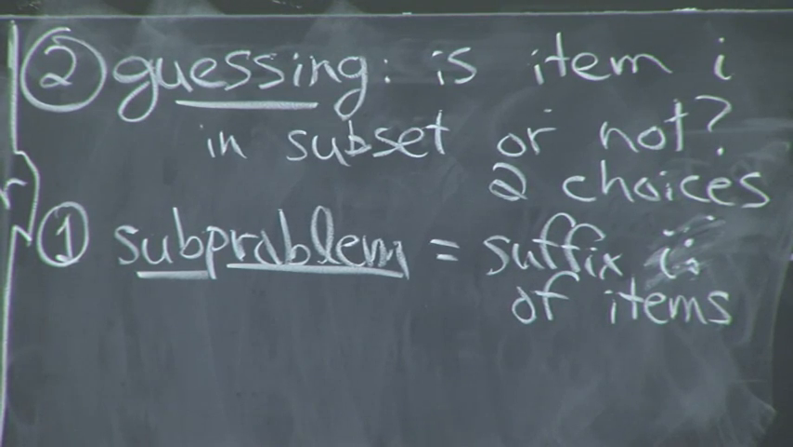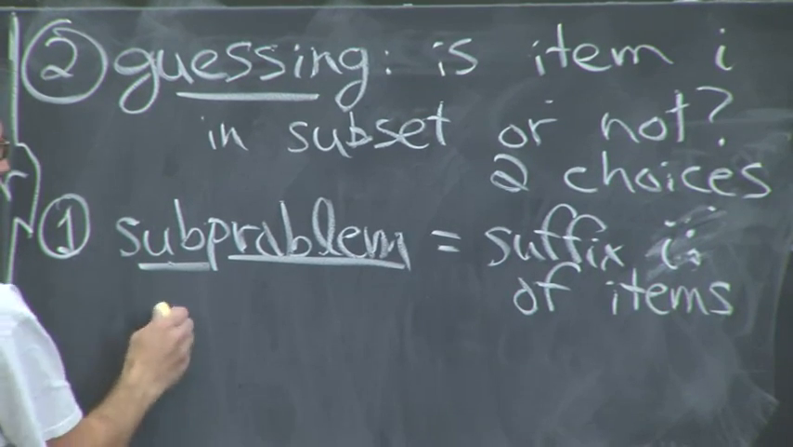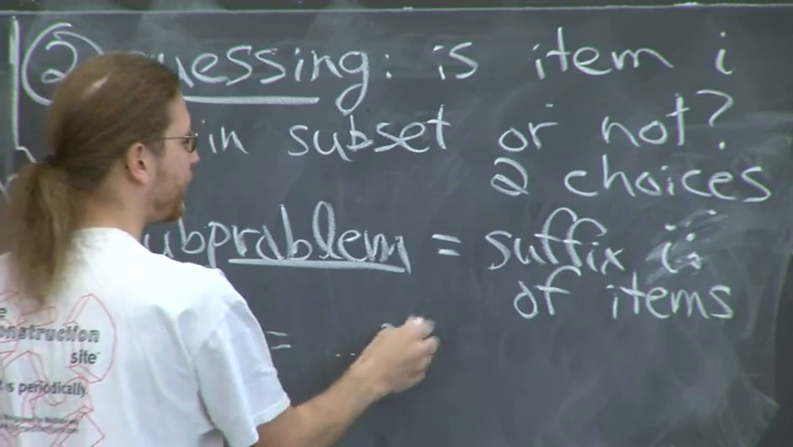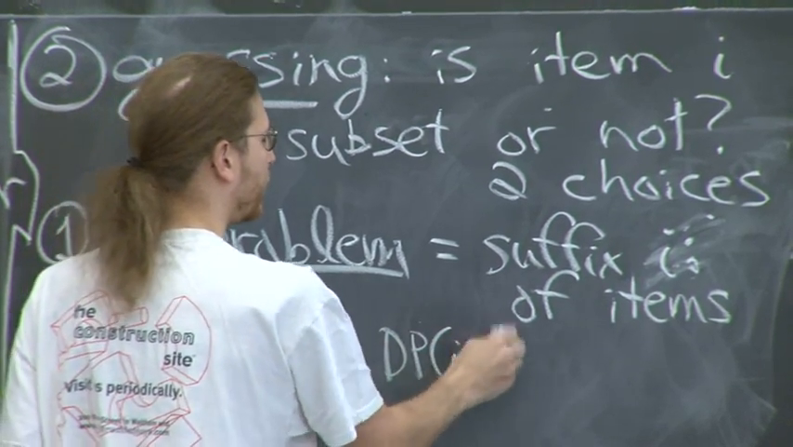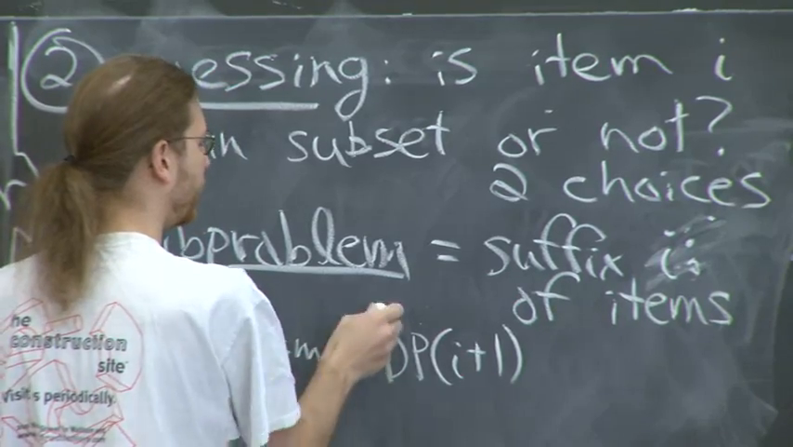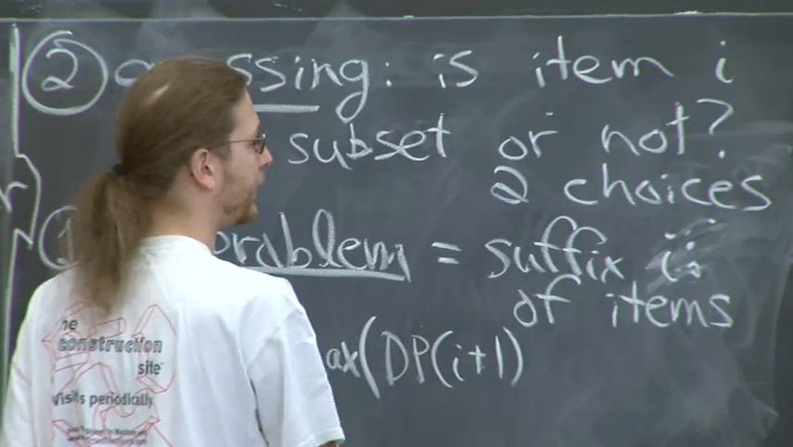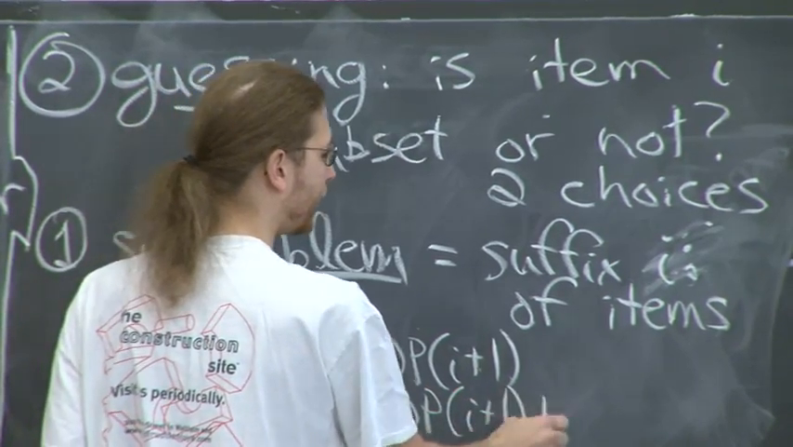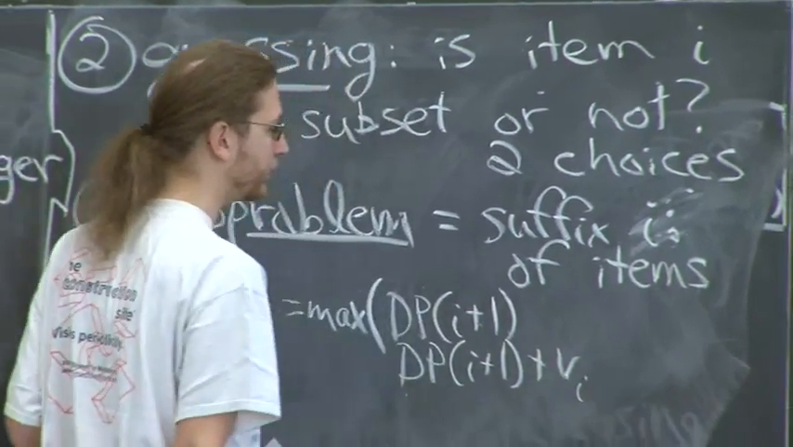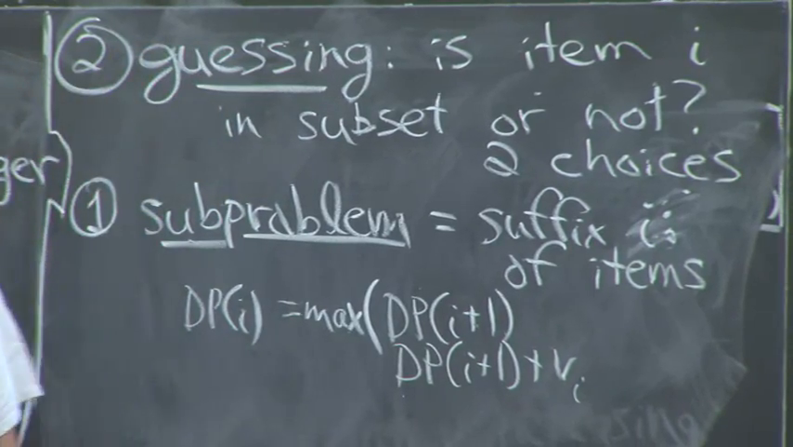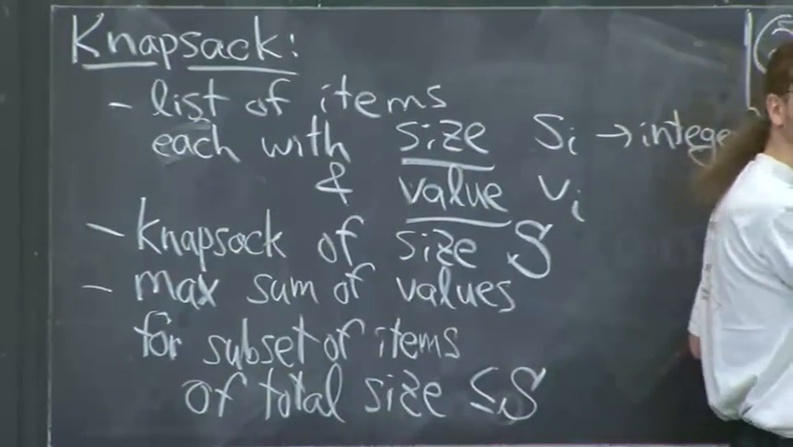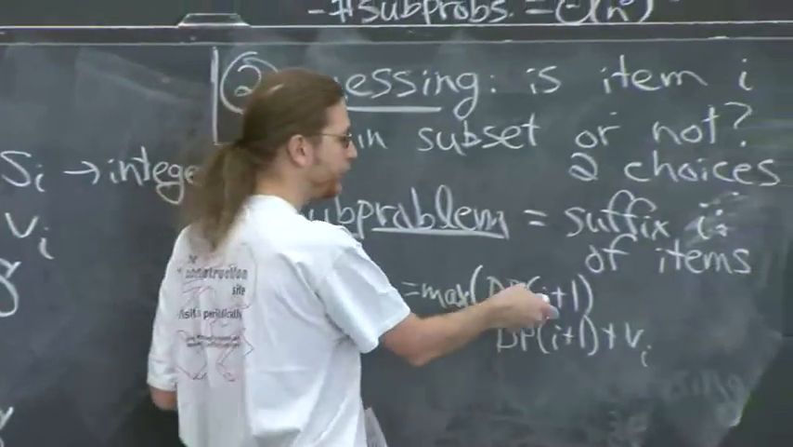Somehow, I need to be able to write, and this is what's actually impossible if I choose this as my subproblem, dp of i somehow in terms of, I guess, dp of i plus 1. Right? And we'd like to do max. Either we don't put it in, in which case that's our value, or we put it in, in which case we get an additional vi in value. But we consume in size, and there's no way to remember that we've consumed the size here. We just call dp of i plus 1.